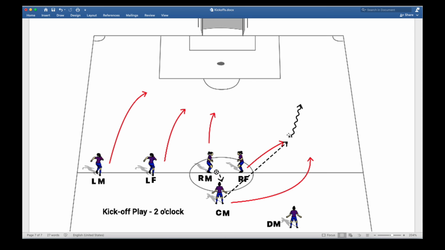So the idea here is we pass back to the center mid. This right forward starts going wide. We give a pass out to them, right? The center mid can go over to give them a drop. If they need to pass back to that center midfielder, they can certainly do that.